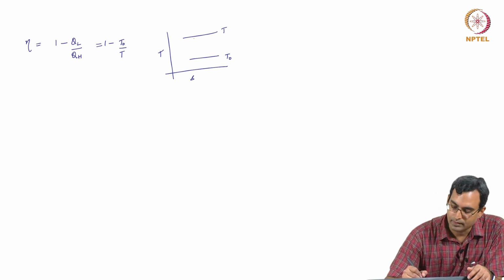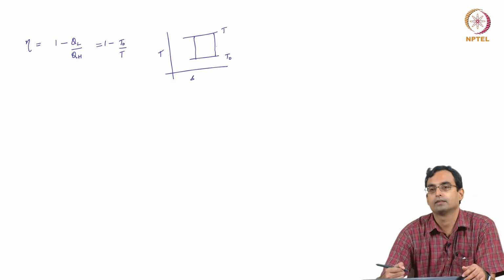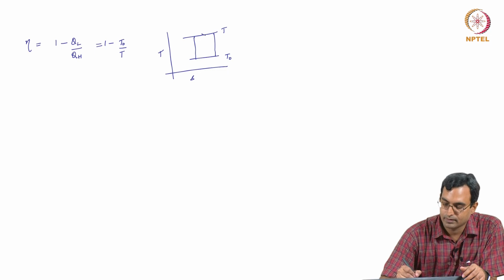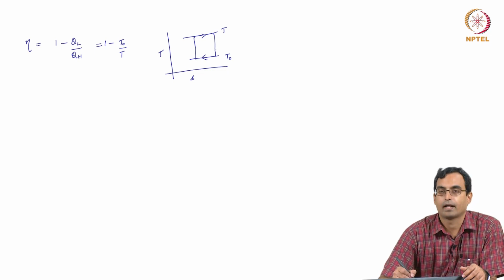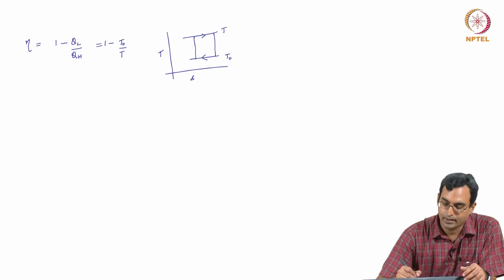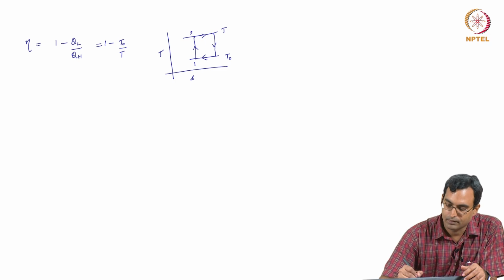So, if I have a cycle of this form, like a Carnot cycle, it consists of two reversible isothermal processes and two isentropic processes. We saw that isentropic processes on a Ts diagram are essentially straight lines. So, I can have a Carnot cycle which looks something like this.